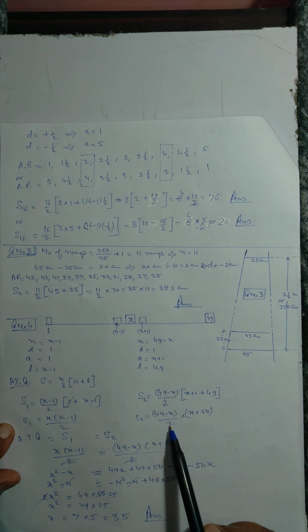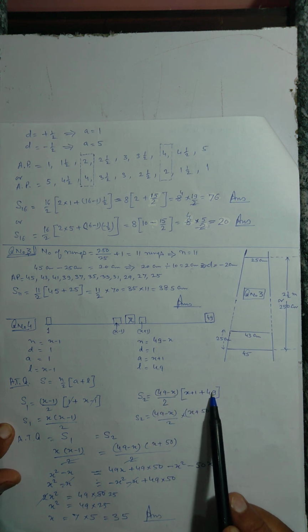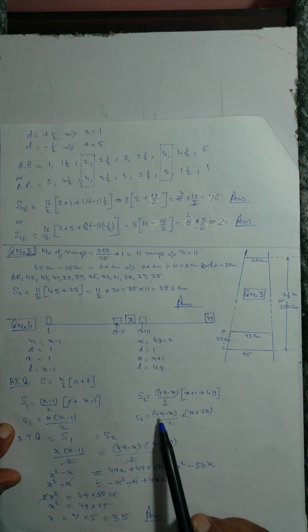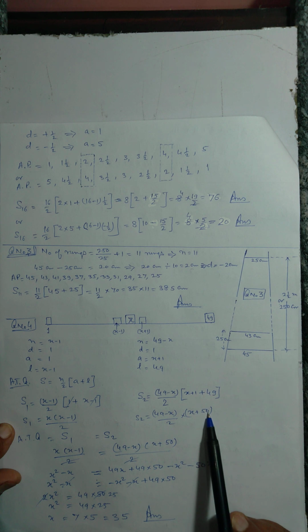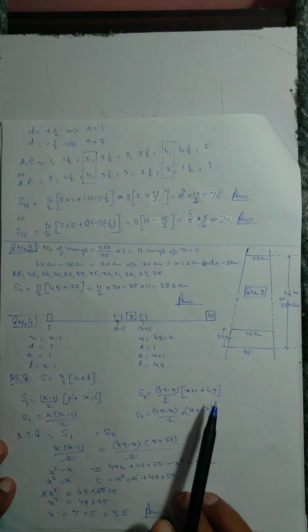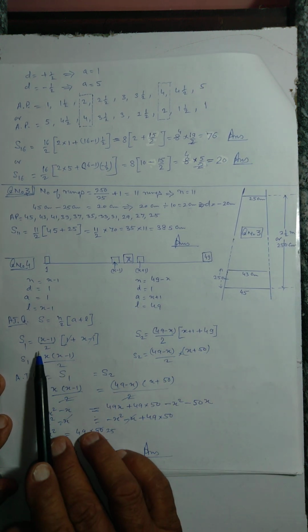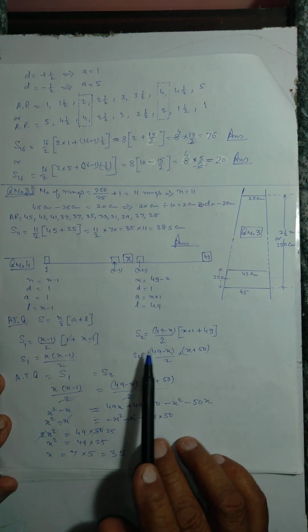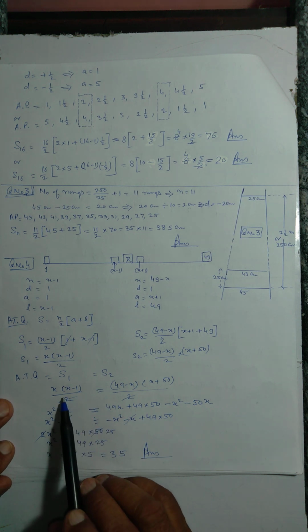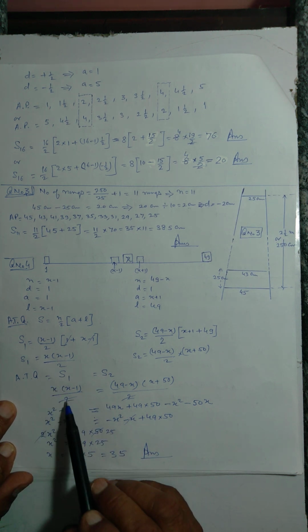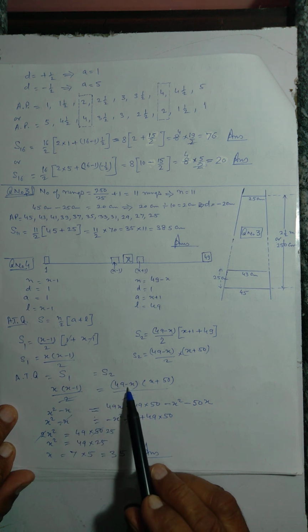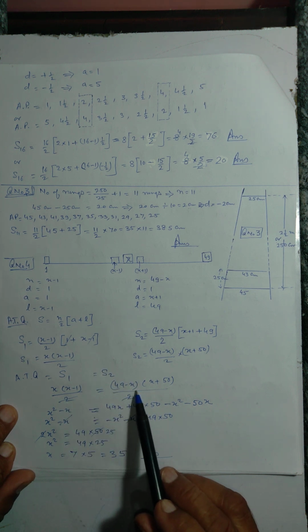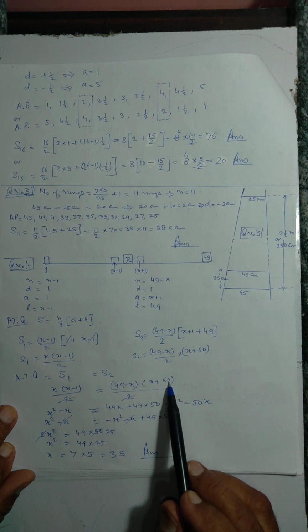Again solve it. 1 plus 49 will become 50. So (49 minus x) upon 2 into (x plus 50). Here, according to the question, it is given that the summation of this and this should be equal. So just equate them. x into (x minus 1) upon 2 should be equal to (49 minus x) in the first bracket, in the second bracket (x plus 50).